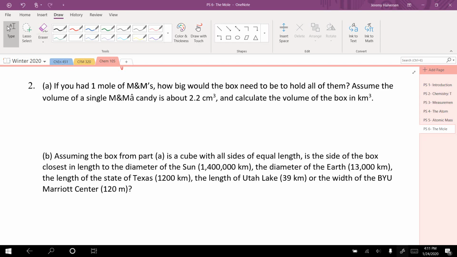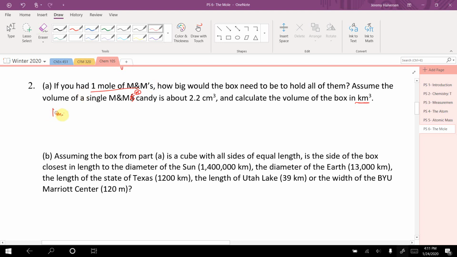candy is about 2.2 centimeters cubed, and calculate the volume of the box in kilometers cubed. All right, so what's our ending unit? We want to get to kilometers cubed. What's our starting thing? 1 mole of M&Ms.